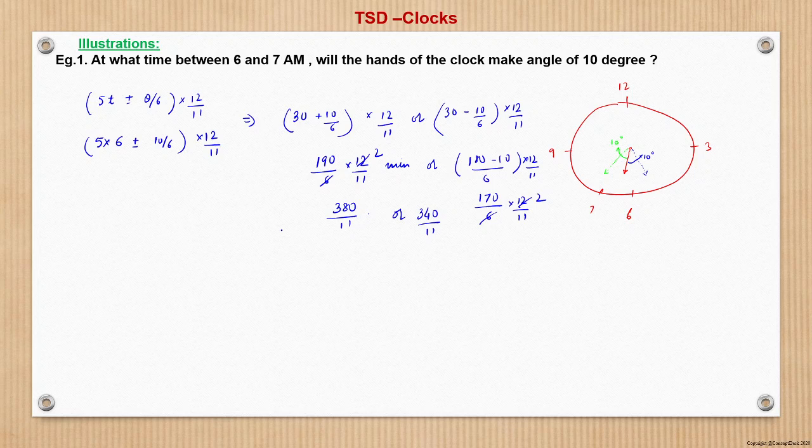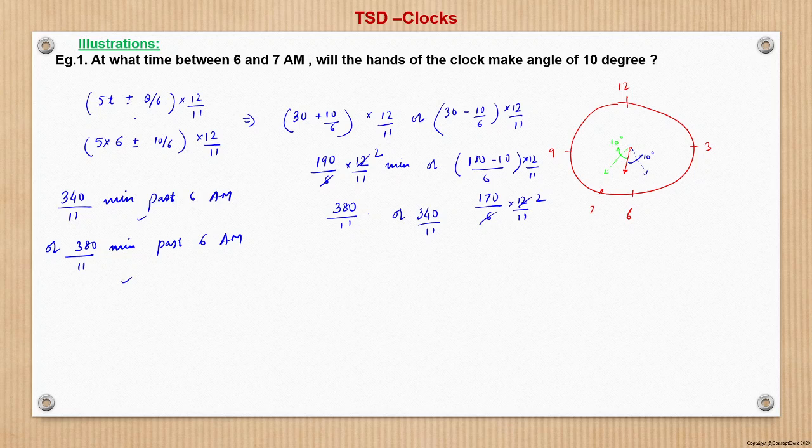So basically from here we can say those two times are either 340 upon 11 minutes past 6 am, or 380 upon 11 minutes past 6 am. So that is the time, right? Either at this time or at this time the angle between the two needles will be 10 degrees.